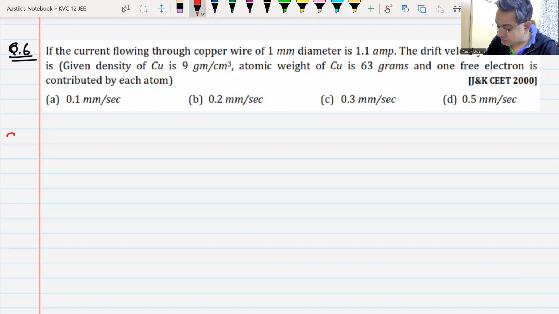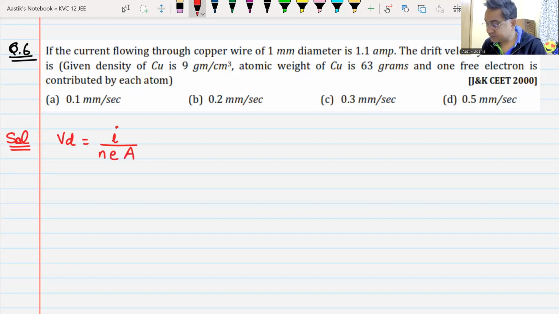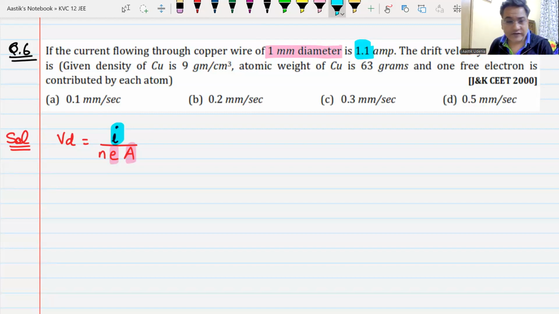How are you going to solve this question? Okay, to find out the current, we have to find out the drift velocity. To find out the drift velocity Vd, I will have to divide current by N E into A. Now, E is the charge of an electron. We know it. A is the area of cross section. The diameter is given, so we can easily find out the area of cross section. As far as I, current is there, current is also given. Everything is there. The only thing we have to calculate is just the value of N.